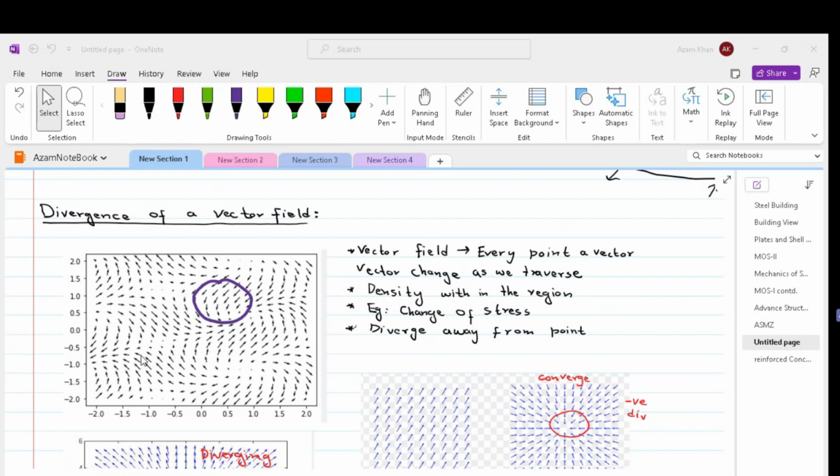Divergence of a vector field is actually a quantity describing the density of vectors within a particular region. So for example, in this vector field, if we take this purple region and try to find out how many vectors are going in the region and how many vectors are coming out. In other words, we find out the outflow minus inflow. So a flux which is coming out, if that is bigger than the flux which is going inside the region, that can be described as a positive divergence.